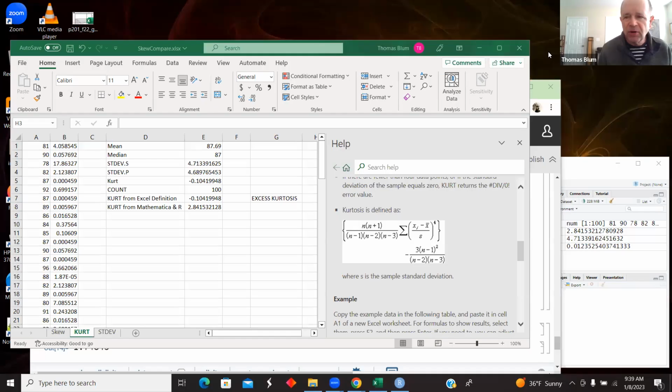In this video, I'm going to compare the definitions of kurtosis used by Excel and Mathematica, Wolfram Cloud, and R, the moments library. So let's start with Excel.